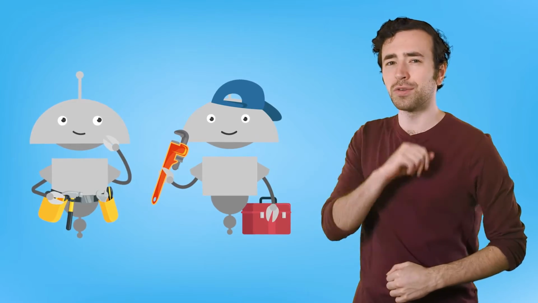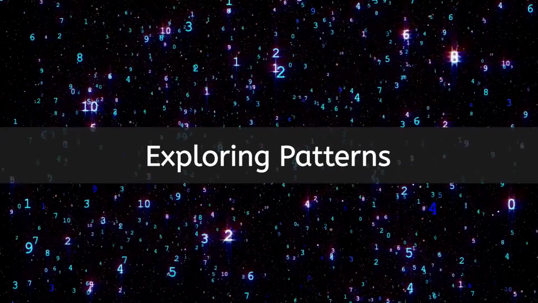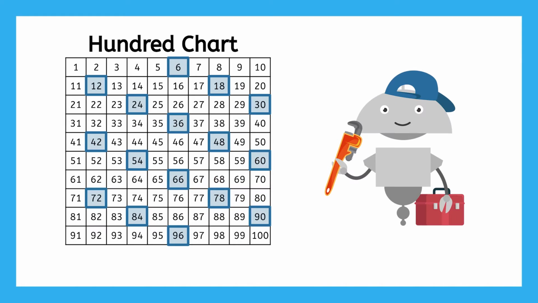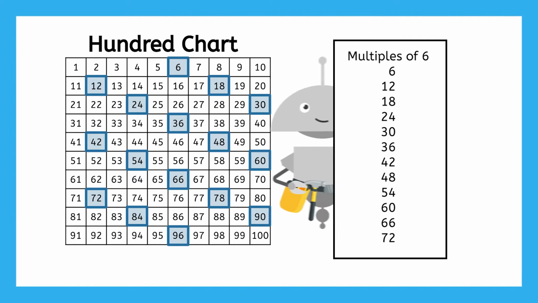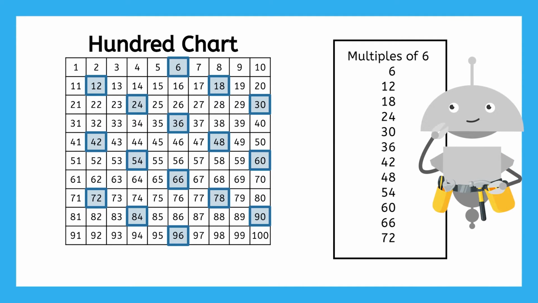Oh, speaking of which, Uncle Felix and Mia have something they want to share. A 100 chart! Oh, this makes me think of Bree's cross-stitching project where she was counting by multiples of 3. Whoa, Uncle Felix, you are quite the fixer-upper. Thanks for highlighting all the multiples of 6. And a list with the multiples of 6. Thank you, Mia. You've each presented the same information, but in 2 very different ways.